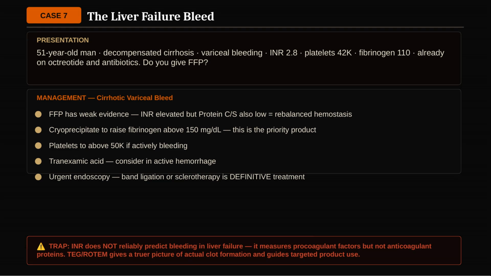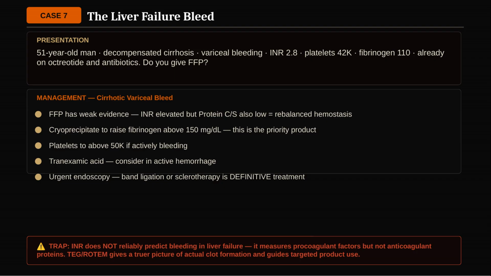A 51-year-old man with decompensated cirrhosis presents with variceal bleeding. INR is 2.8, platelets are 42, fibrinogen is 110. He is already on octreotide and antibiotics. Do you give FFP? The conventional answer would be yes, but the evidence is weak.